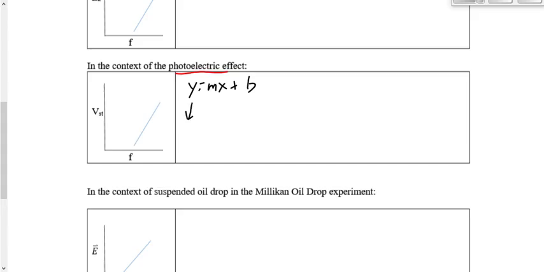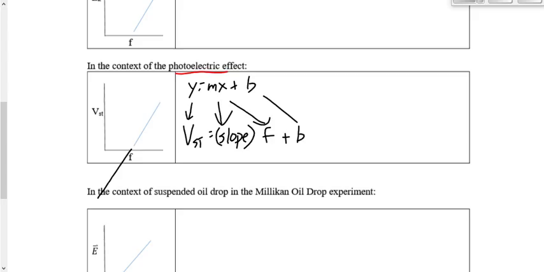The y-axis would be V stop. This is not speed. This is big V, stopping potential. M is the slope, always. X is the frequency. And this time, it looks like we do, in fact, have a y-intercept. I don't know what its value is. Doesn't really matter. We'll just say plus b. Can't get rid of it if the y-intercept is not 0 or really, really close to 0. So V stop is equal to the slope times frequency plus b.